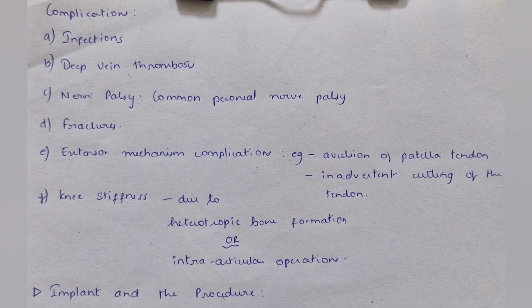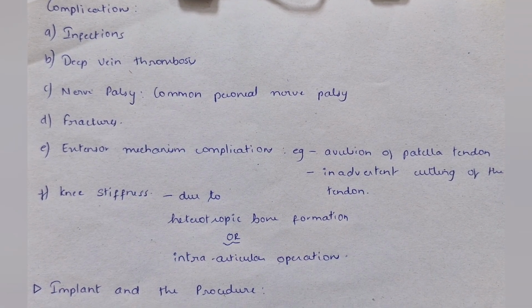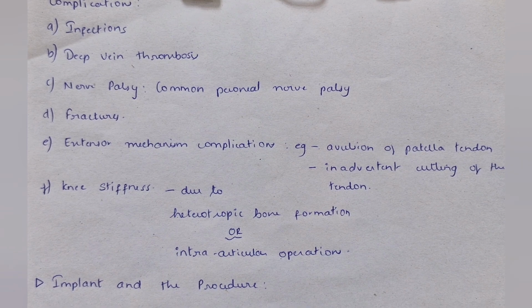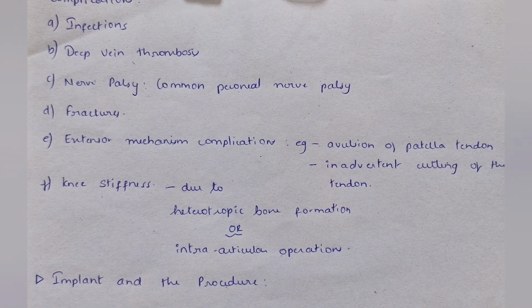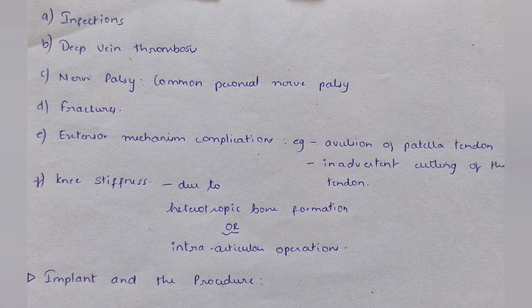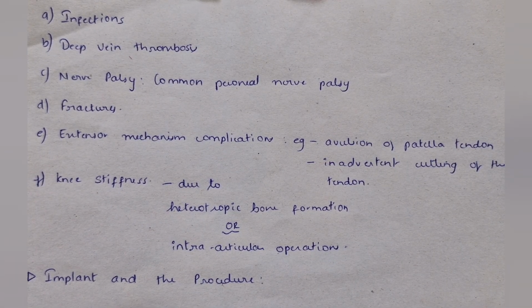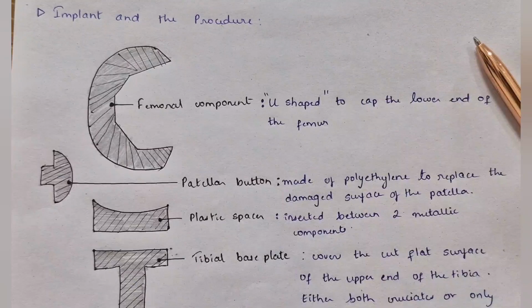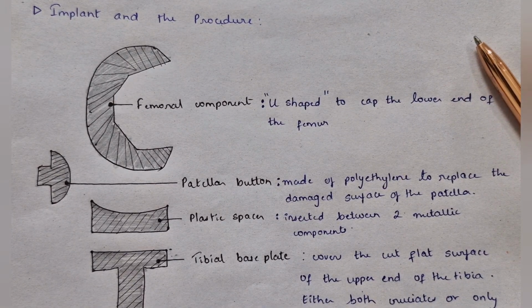Complications of total knee replacement: infections, deep vein thrombosis, nerve palsy, which is common peroneal nerve palsy, fractures, extensor mechanism complications, for example, avulsion of patella tendon, inadvertent cutting of the tendon, knee stiffness due to heterotopic bone formation or intra-articular operations. Implant and the procedure in total knee replacement.